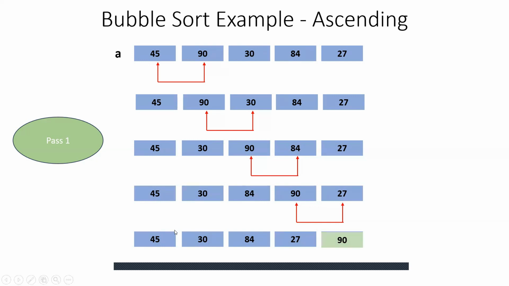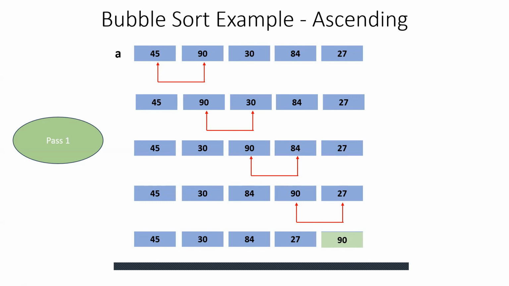And the array gets sorted from behind. B for bubble, B from behind. So this 90 is now in its correct place. Okay. This is one pass of the array. Do we think our array is sorted? No, our array is not sorted.